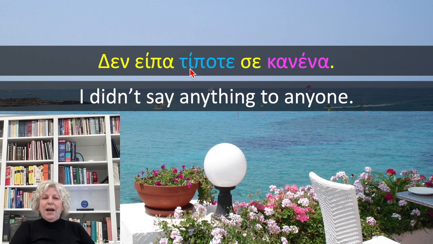Δεν είπα τίποτε σε κανένα. I didn't say anything to anyone. Did you get this right? Here, as you can see, we have three negatives. Δεν είπα, τίποτε, κανένα. Sometimes you may even have four or five negatives.